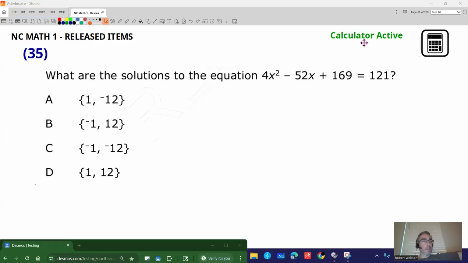Question 35, North Carolina Math 1 released items from the calculator active portion. What are the solutions to the equation? 4x squared minus 52x plus 169 equals 121.